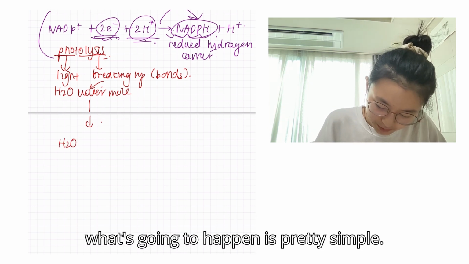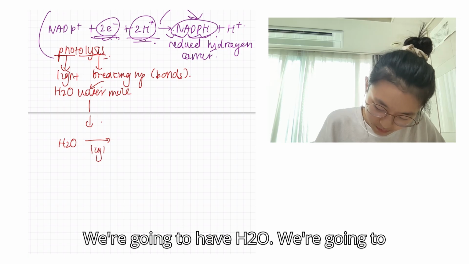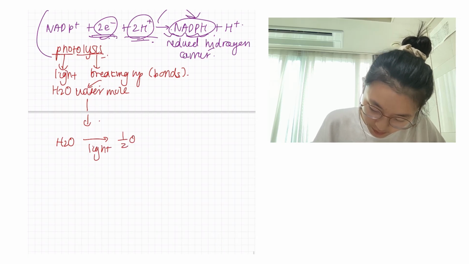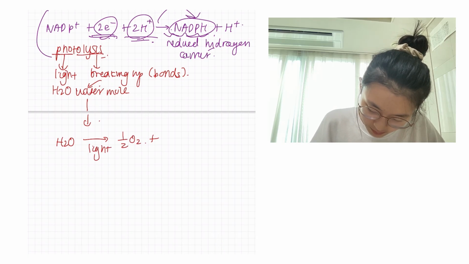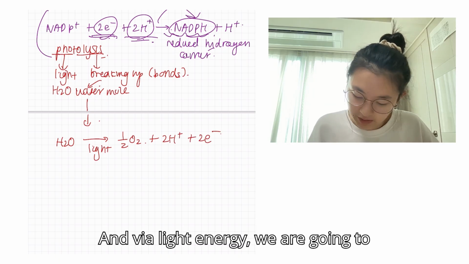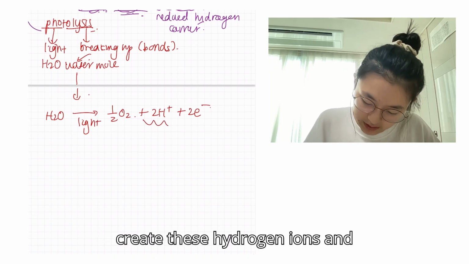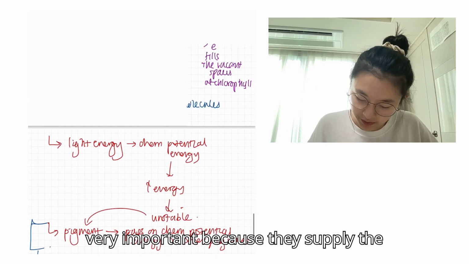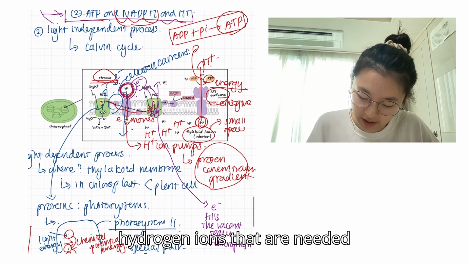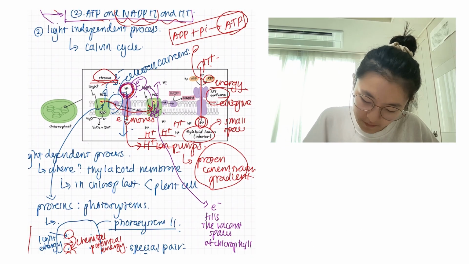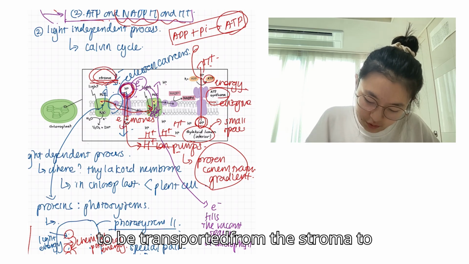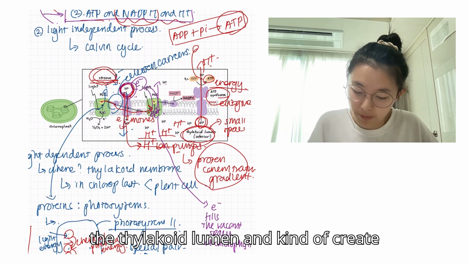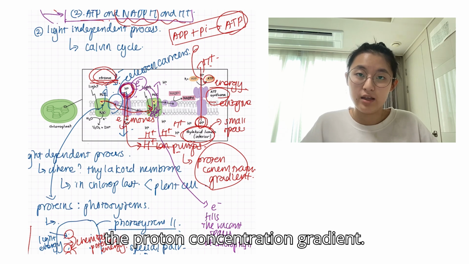So what's going to happen is pretty simple. We're going to have H2O. We're going to use water, and via light energy, we are going to create these hydrogen ions and electrons. And these hydrogen ions are very important because they supply the hydrogen ions that are needed to be transported from the stroma to the thylakoid lumen and create the proton concentration gradient.